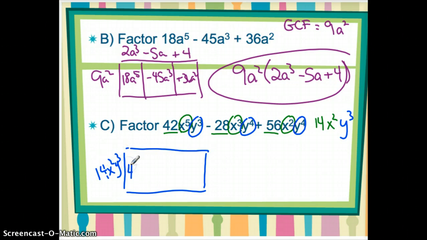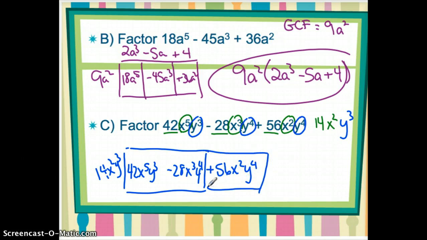Then in the middle I have 42x to the 5th y cubed, negative 28x cubed y to the 4th, and I'm adding to my rectangle 56x squared y to the 4th, and I'm going to figure out what I needed to pull out.